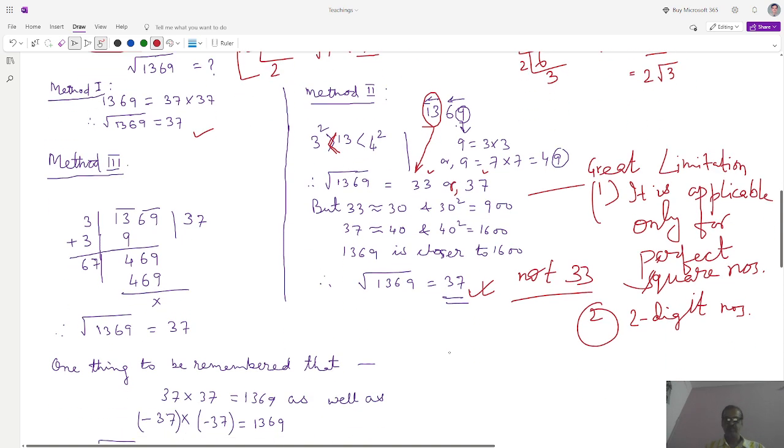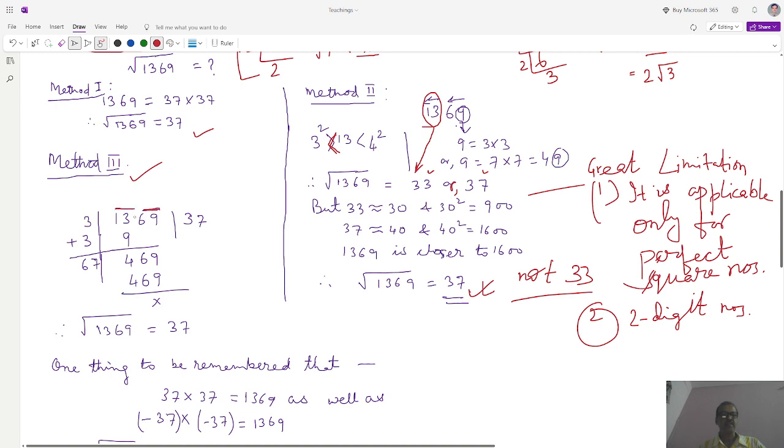Now come to the third method. This is known as the division method. It is a universal method. We can find out the square root value of any number, and also in decimal value. Here I am explaining this method. We have to take pairs of digits from the right side, taking 2 digits at a time.